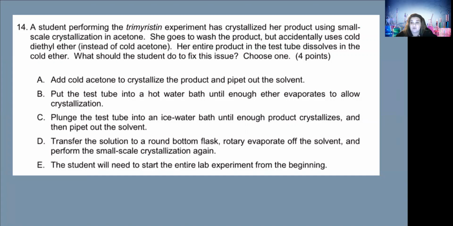Okay, I'll tell you what I'll do. I'll cry, go to my TA and be like, tell me what to do. I fudged up my experiment. I can't fail this class. So let's talk about these steps. She's doing small scale crystallization, and when she goes to wash, she uses cold diethyl ether instead of acetone. Let's talk about what's going on. At the small scale crystallization step, in our test tube, we have crude trimyristin, and we want to purify it.